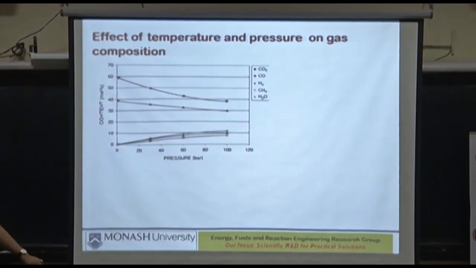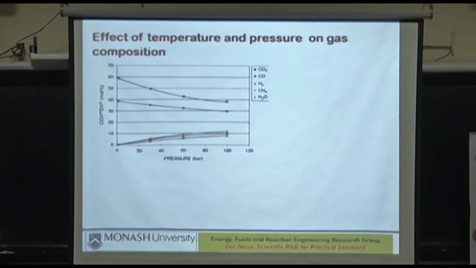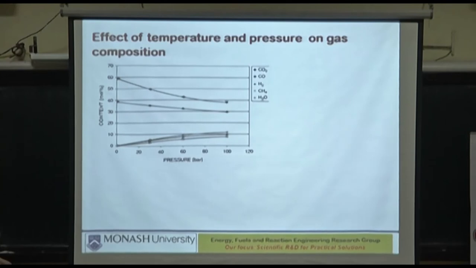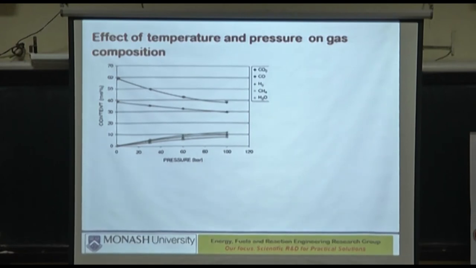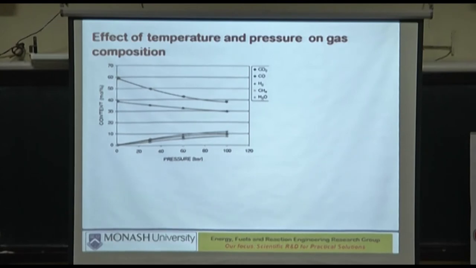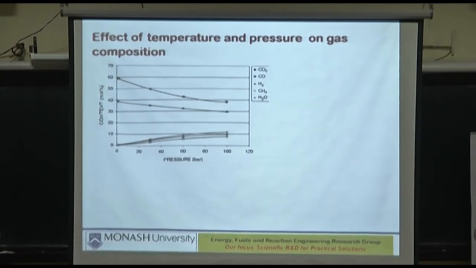So in here, in the x-axis you have the pressure, and in the y-axis you have the volumetric percentage or mole percentage of the gaseous products that are formed, the major gaseous products that are forming: CO, CO2, hydrogen, methane, etc.